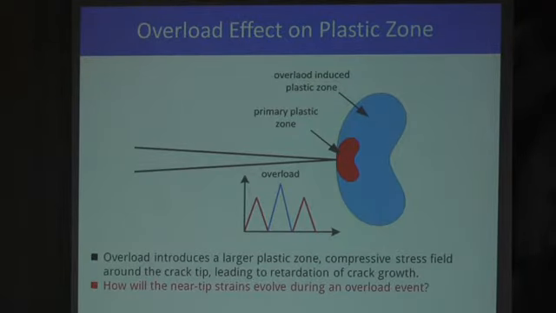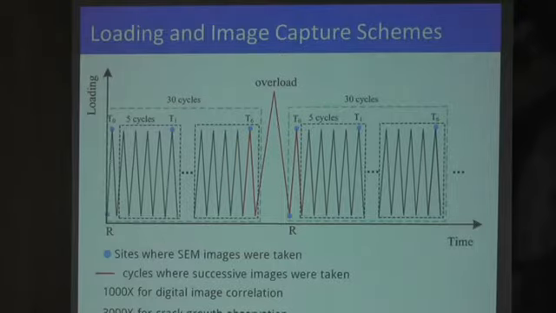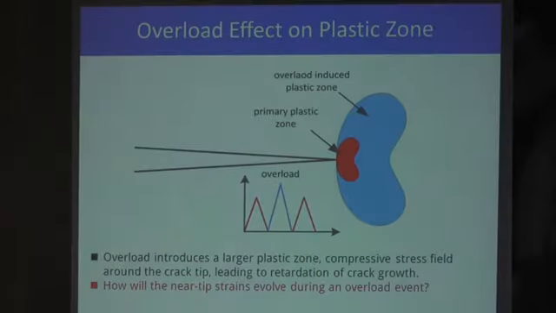The overload, everyone knows about this. If you have a normal constant amplitude fatigue cycle, you apply an overload, then you generate a larger plastic zone, and then compressive stresses, that leads to retardation. What they're trying to do here is to look at how the strain evolves during the overload events: before, at overload, and after.